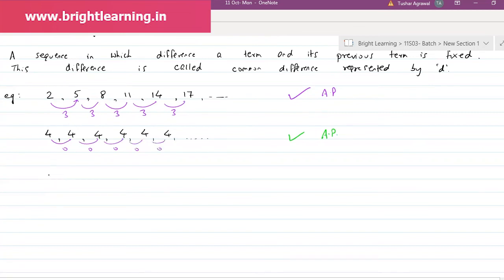Now this third example, let's say 11, 9, 7, 5, 3, 1. This is again an AP. Here the common difference is negative. Don't say that the common difference is equal to 11 minus 9. No, we take term and its previous term, so negative 2. Term and its previous term, 9 minus 11, negative 2. 5 minus 7, negative 2. 3 minus 5, negative 2. Got it? So this is again an AP.